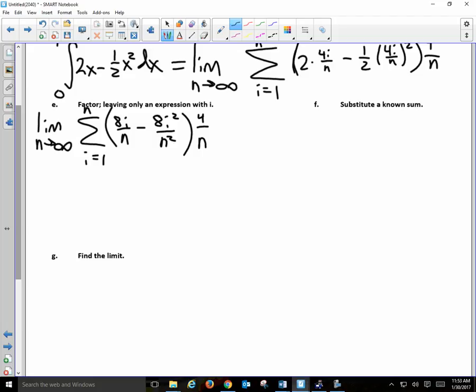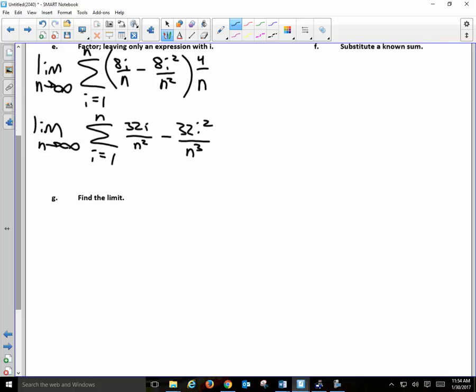What should I do now? Let's first distribute, and then we'll do that. Limit as n goes to infinity, sum i equals 1 to n, 32i over n squared minus 32i squared over n cubed. Notice that i is 1 degree lower than the n, right? It should always be that way. Your power for n should be 1 degree higher than whatever i is in the numerator.